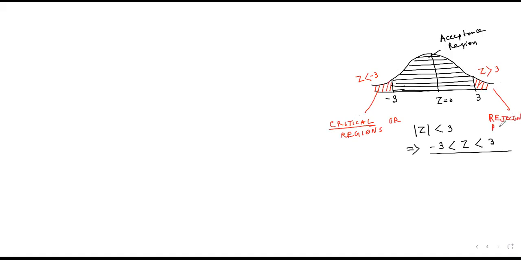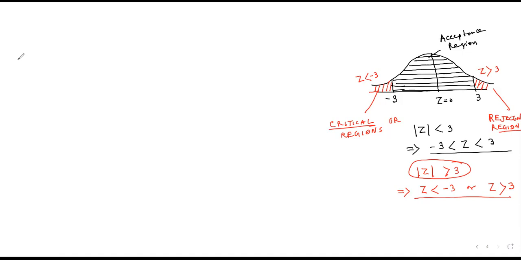Critical region or rejection region. So you see that when we get mod z greater than 3, this implies there can be two cases: either your z is less than -3 or your z is greater than +3. And therefore, in this scenario, we always reject our null hypothesis. But if your z is falling inside the black shaded portion, then we have to decide whether to accept it or reject it depending upon the level of significance specified before we start solving the problem.